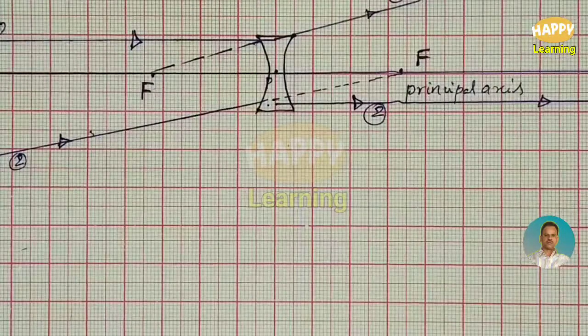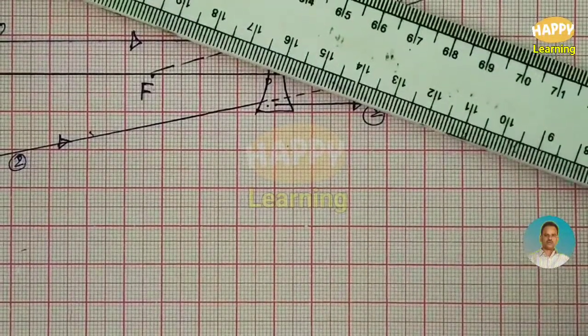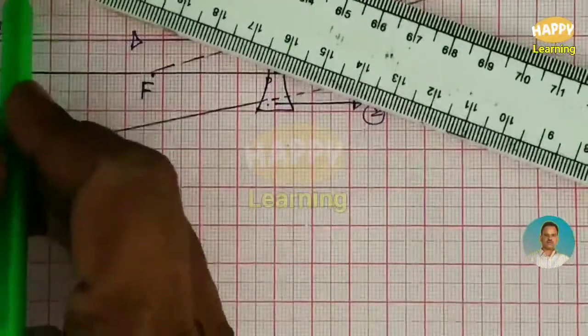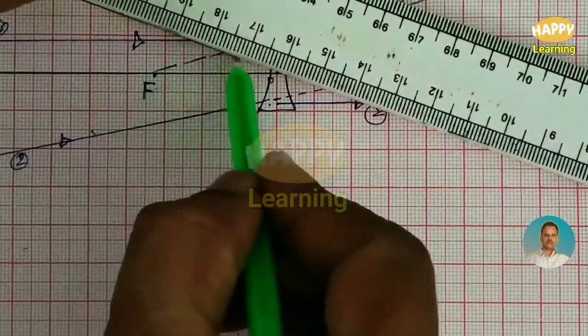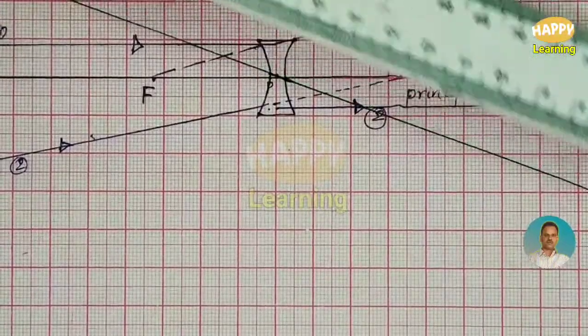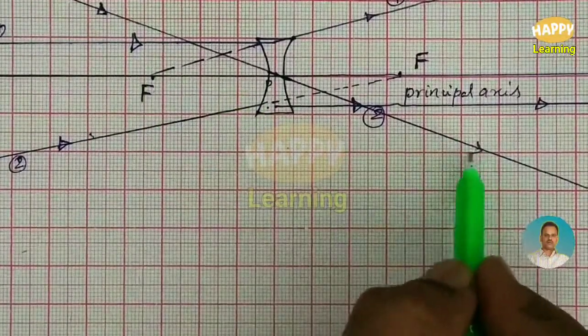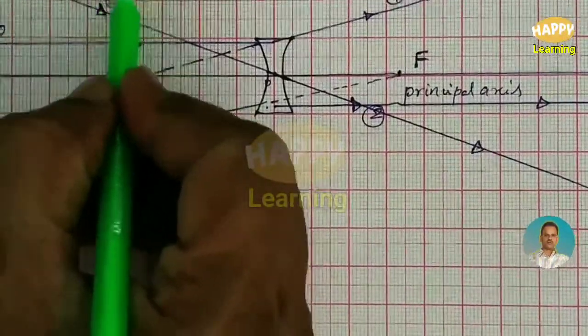Then number 3, a ray that passes through the optic center is undeviated. It moves along the same path. This is the third ray.